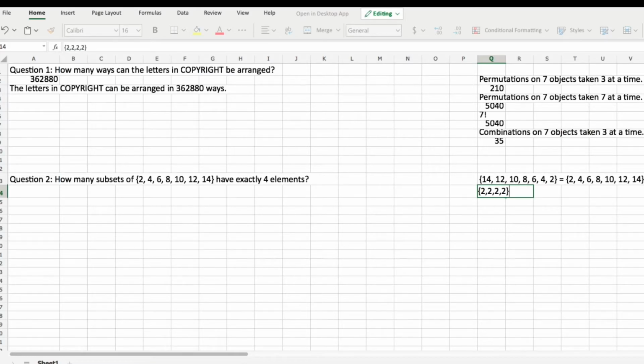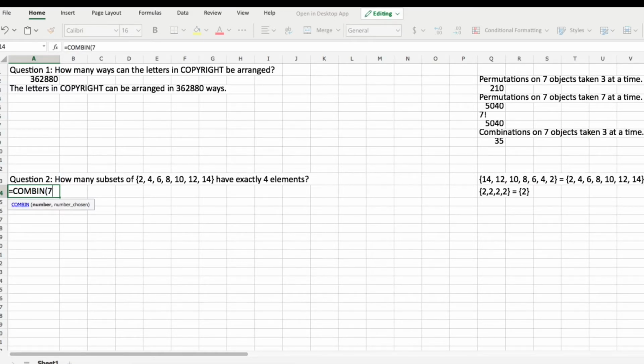So we want to make clear we don't include things like 2, 2, 2, 2. That would be a set of 1 element, because if you repeat an element in a set, it's the same as if you just wrote it once. Okay, so these have to be 4 distinct elements. And so we're talking about the number of combinations on 7 objects taken 4 at a time.